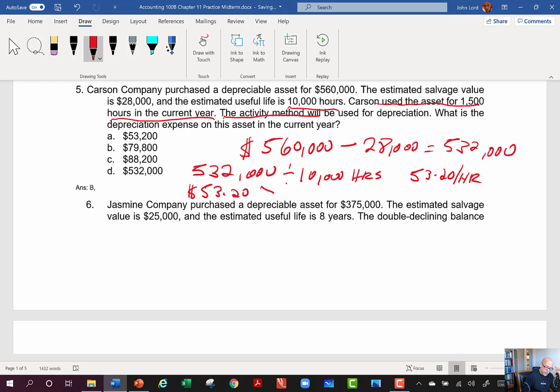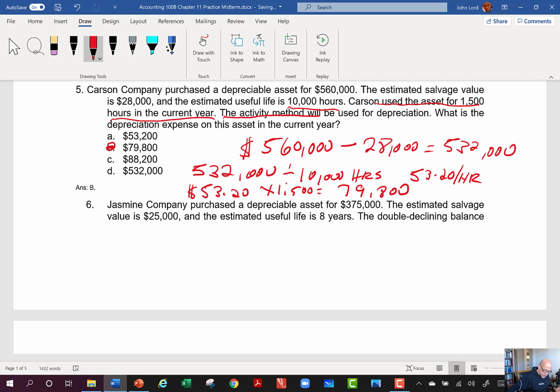Make sure you pick up the right number of hours in the question, because sometimes, as you saw for the previous one, they might give you a couple of different years, hours used, whatever. And so the answer here, when I do the calculation, is 79,800. Okay, all right, good. And so that's choice B. Not too bad.